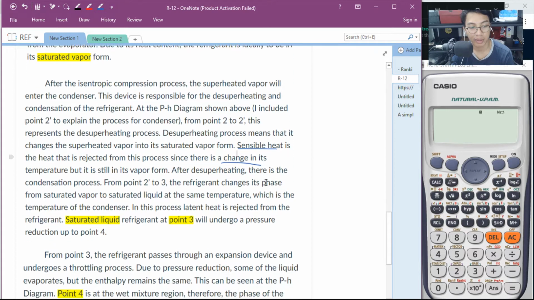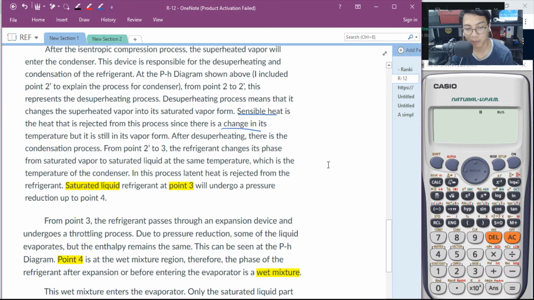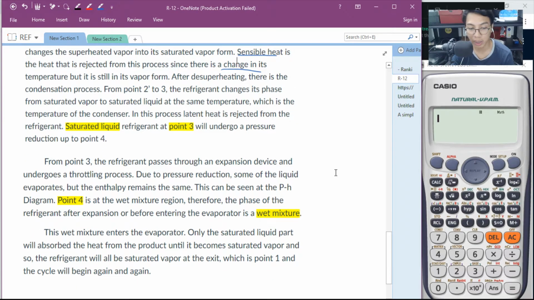Okay? Now, from point 3, the refrigerant passes through an expansion device or an expansion valve and undergoes throttling, constant enthalpy. Due to pressure reduction, some of the liquid evaporates, but enthalpy remains the same. This can be seen at the pH diagram. So, at point 4, it is a wet mixture now before entering your evaporator. This wet mixture enters the evaporator. Only the saturated liquid part will absorb the heat. Yung liquid part lang, hindi yung vapor form.